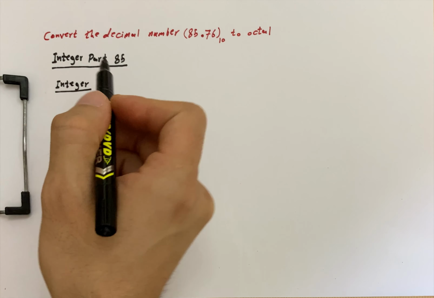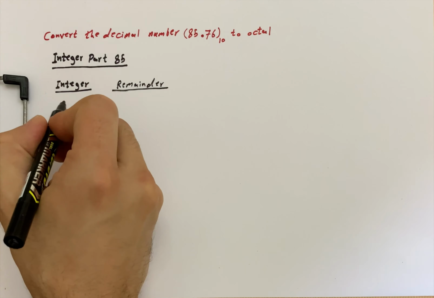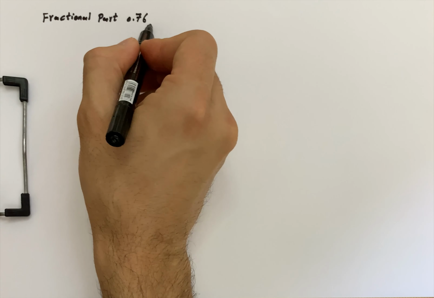Make two columns, integer and remainder. Divide 85 by the base 8 gives 10 with a remainder 5. Then divide 10 by the base 8 gives 1 with a remainder 2. Divide 1 by 8 gives 0 with a remainder 1. Traverse the remainder column from bottom to top. So the number 85 in decimal is equal to 125 in octal. Now we will convert the fractional part of the number, which is 0.76.